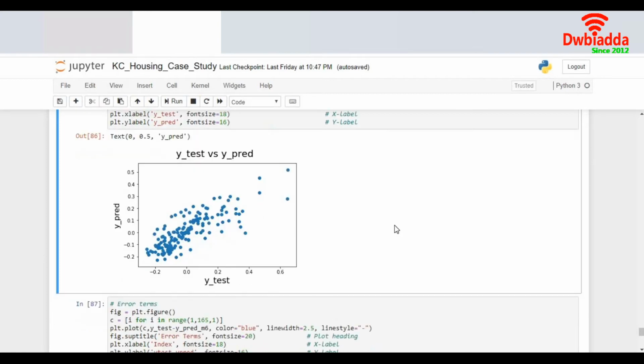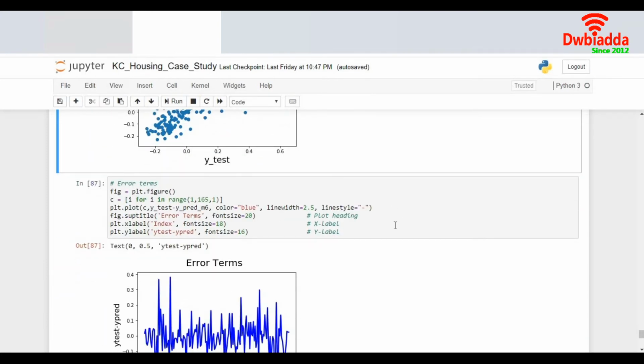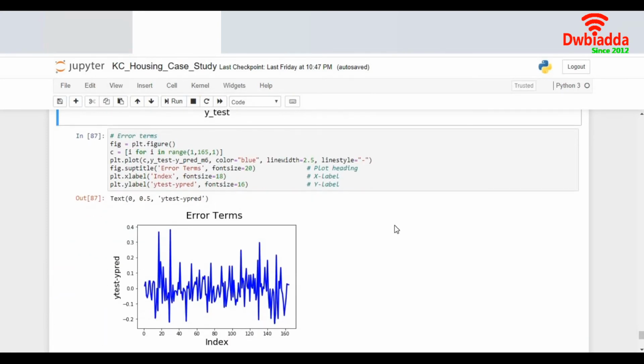Now let's look at the third parameter which we can test on. In this parameter, I subtract the YPRED from the Y-test, that is Y-test minus YPRED. I keep it on the Y-axis and I keep the index on the X-axis. So I draw a plot between Y-test minus YPRED and the index. I know there are 165 records, and I try to analyze the trend.